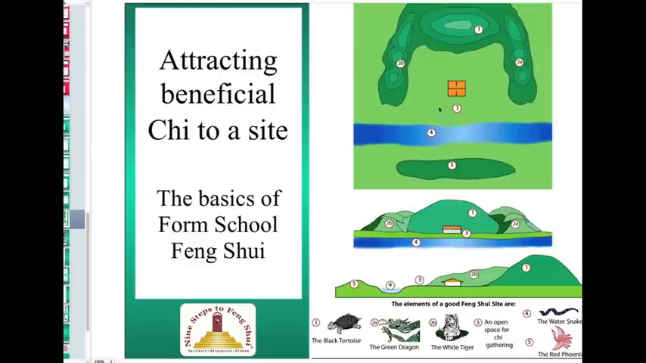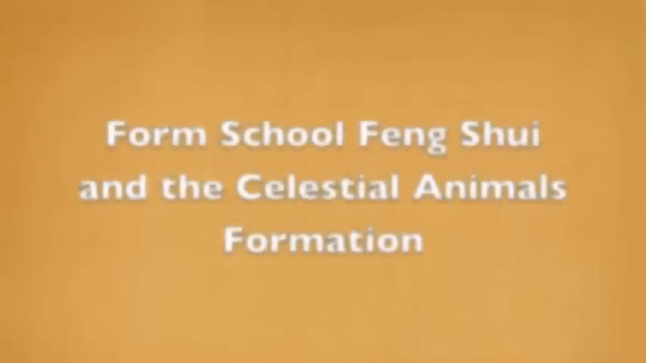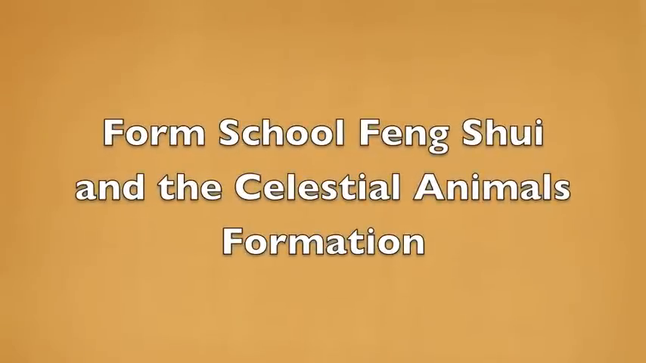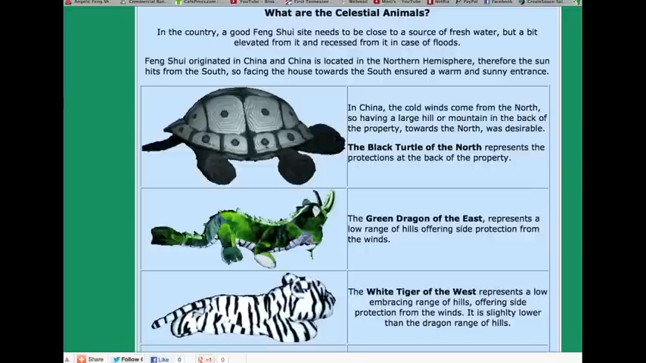Here on the right-hand side, this is the bird's eye view, this is the front view, and this is a side view of this arrangement. So in traditional Feng Shui, we talk about there being 4 celestial animals. Now, in some sources, they'll talk about a 5th celestial animal called the water snake, which would come to represent the body of water that you see here. But what are the elements of a good Feng Shui site? What are the celestial animals?